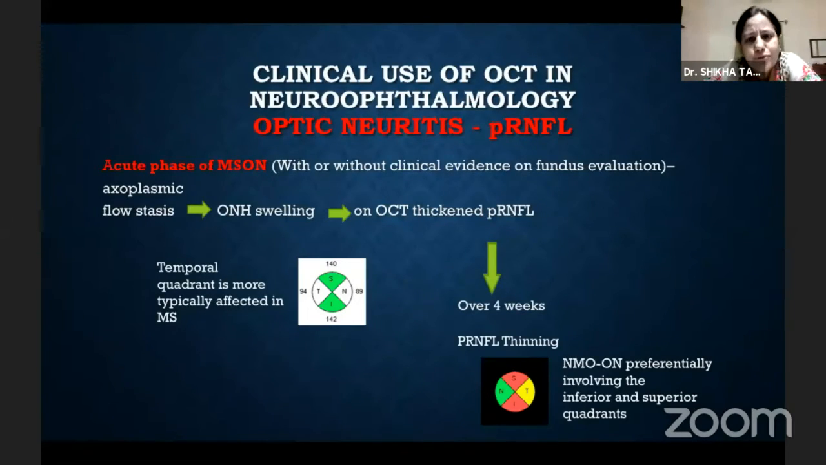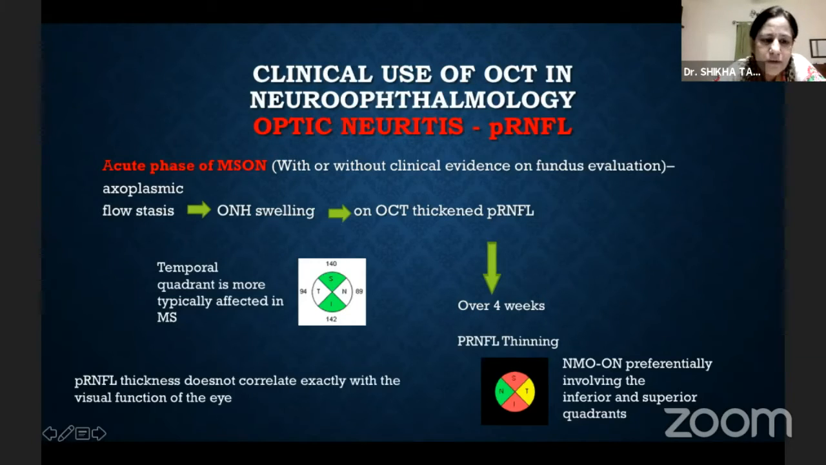Coming to the clinical use of OCT in neuro-ophthalmology, in the acute phase of optic neuritis, be it papillitis or retrobulbar optic neuritis, there is axoplasmic flow stasis, hence swelling of the optic nerve head, which is seen as increased peripapillary retinal nerve fiber layer thickness. Over 4 weeks, it becomes thinning. Another finding is that if the optic neuritis is because of MS, temporal thinning is more often seen, and in case of NMO spectrum disorder, you get thinning in the superior and inferior quadrants.